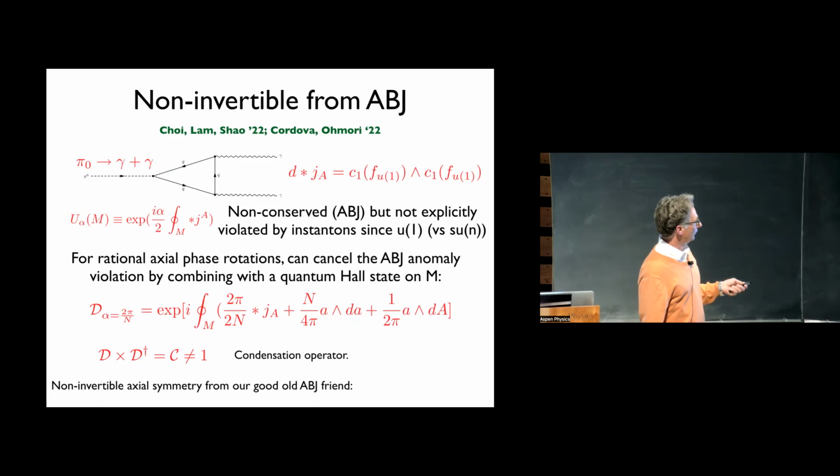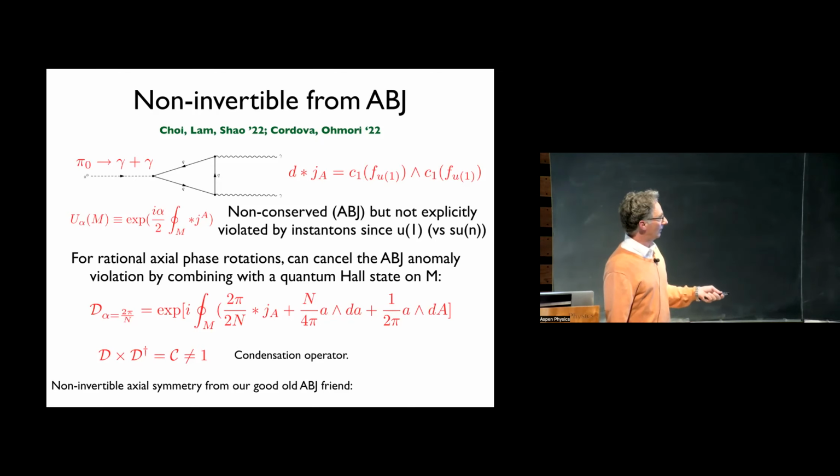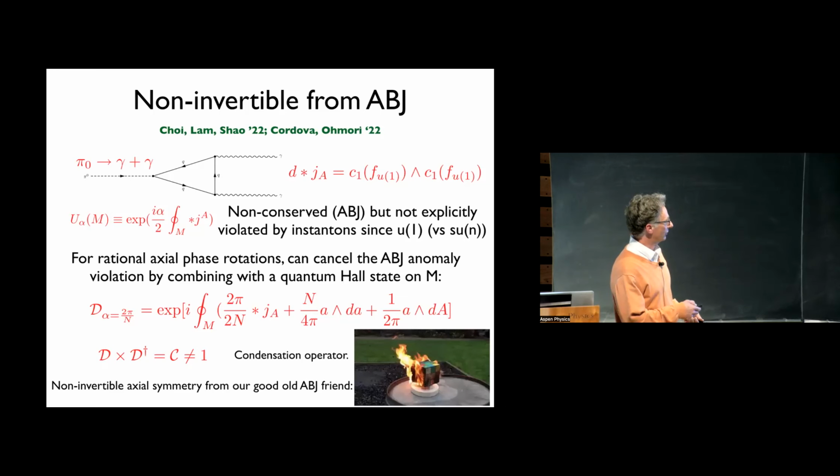And then you might think you could fix it up, and people tried in the past and it didn't work. But these authors showed a way that does fix it up, at least if you make this phase rotation something like 2 pi over an integer. You fix it up by combining it with a quantum Hall state, the symmetry operator. So you get this symmetry operator, which is the thing you would have written down if it weren't anomalous, plus the part that fixes it up. And this is non-invertible, because if you multiply it by what would have wanted to be its inverse, you don't get the identity, but you get something called the condensation operator. This is a non-invertible axial symmetry from our good old friend, the ABJ anomaly. Just to remind you, non-invertible is this picture.